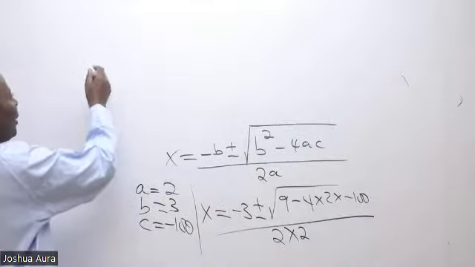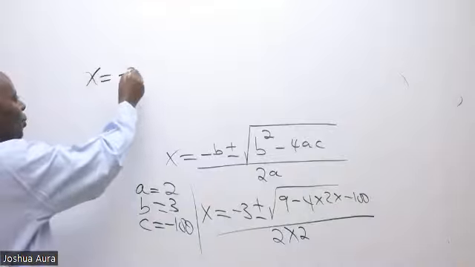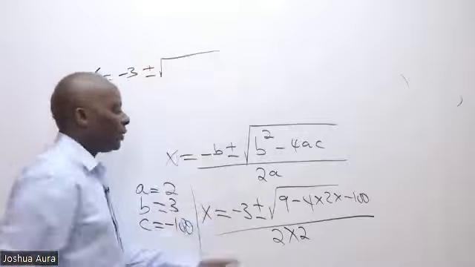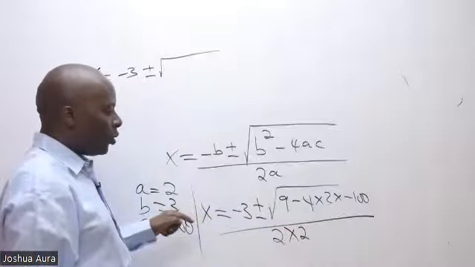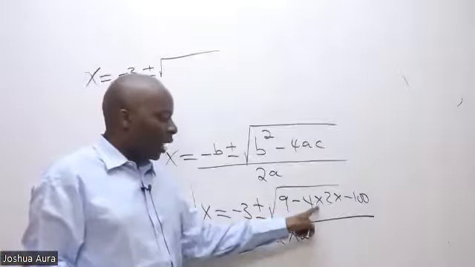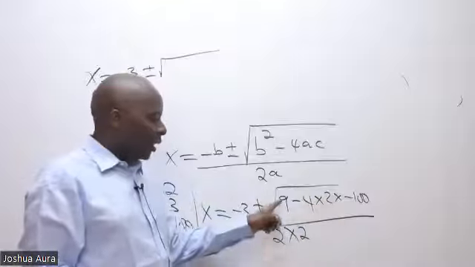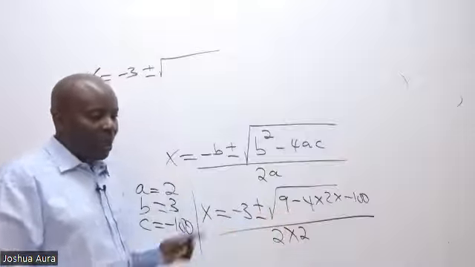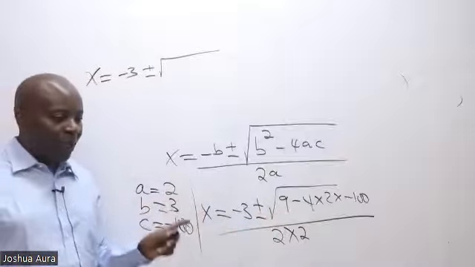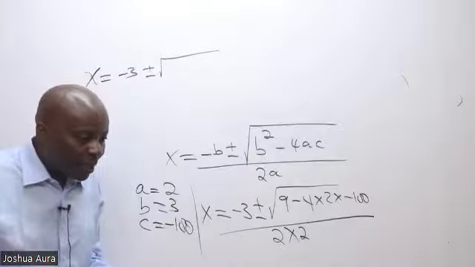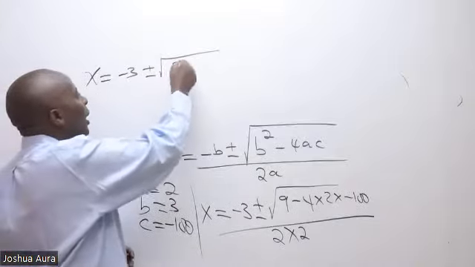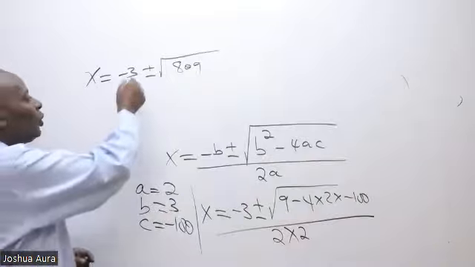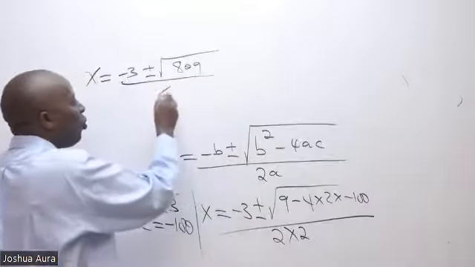So my x, ladies and gentlemen, will be equal to minus 3 plus or minus the square root. Can you kindly give me this figure under the square root? Go there with your calculator: 9 minus 4 times 2 times minus 100. What are we getting there? Somebody is giving me 809. So 809, all over 2 times 2, and 2 times 2 is 4.